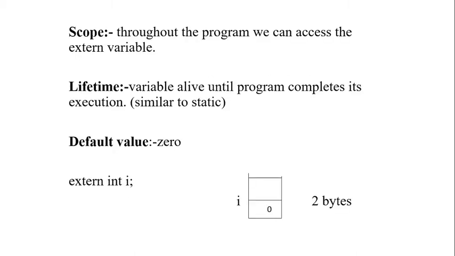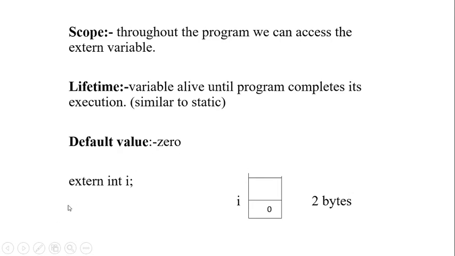Then, what is the scope of this external variable? Throughout the program, we can access the external variable, and its lifetime is until the program completes its execution. It is similar to static. The variable is alive until the program completes its execution. The default value of the external variable is 0.